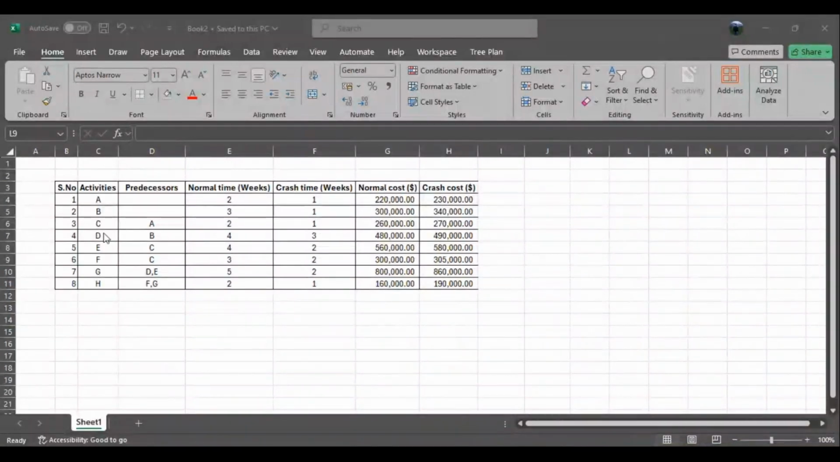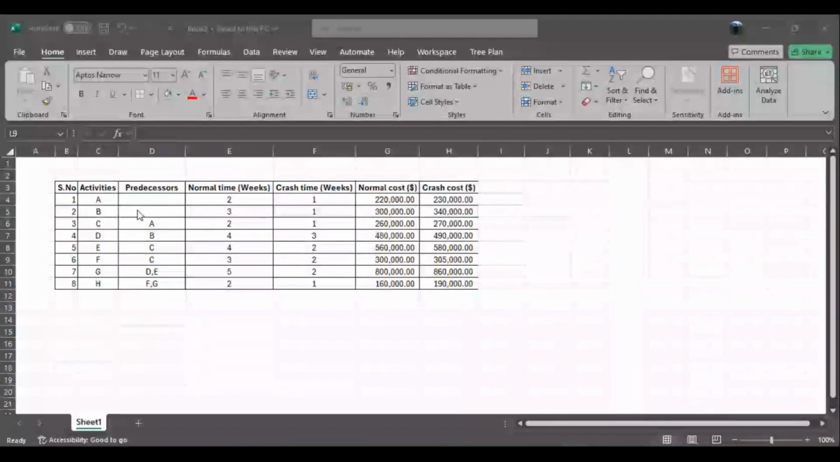This is a particular project under consideration, and we are supposed to perform project crashing based upon some information that is provided. In this project, we have 8 activities ranging from A to H, and each of these activities has some predecessor-successor relation. The first one, activity A, has no predecessor. Similarly, activity B has no predecessor.